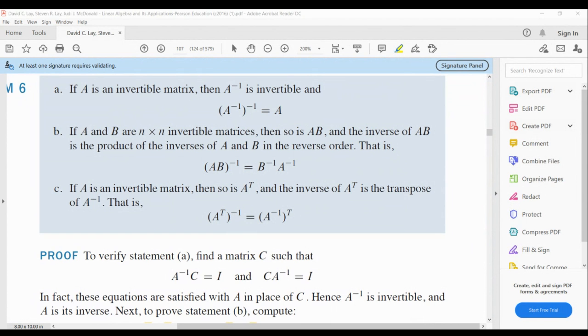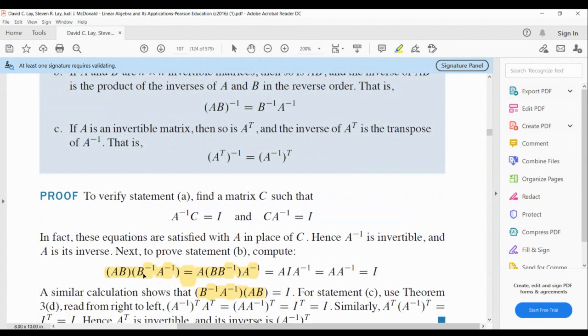Let's see, hold on. Wastina says, can you explain why the order matters in B? Wastina, the reason the order matters is because of the proof. The proof shows that you have to have B inverse times A inverse. A times B times B inverse A inverse will give you the identity, and B inverse A inverse times AB gives you the identity. So you know the inverse of A times B is B inverse A inverse. It's because of the proof there.